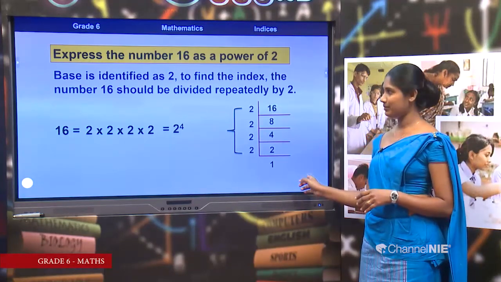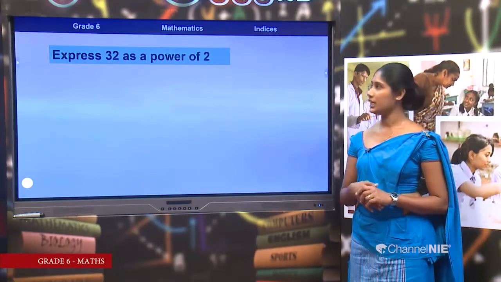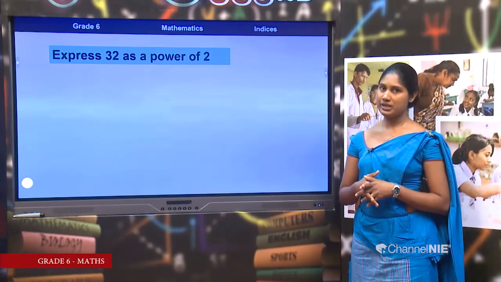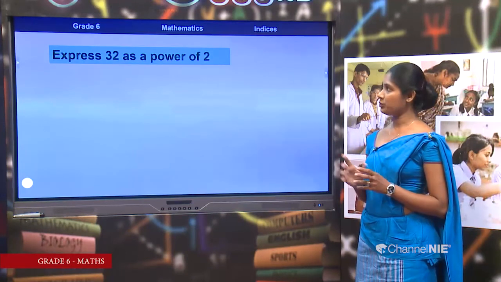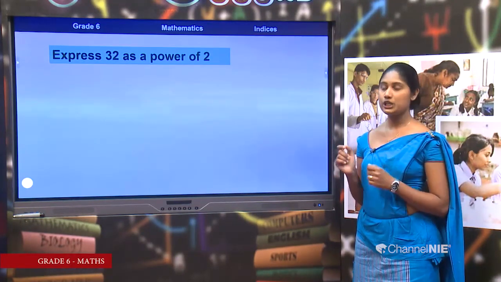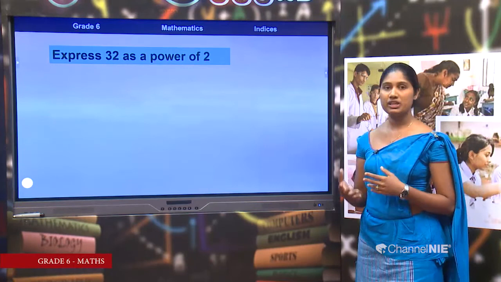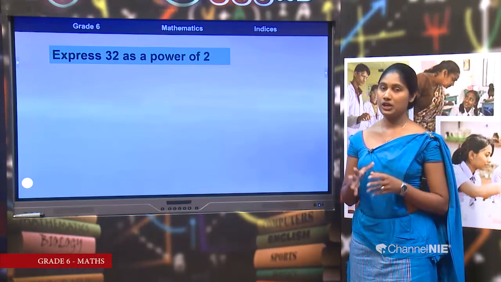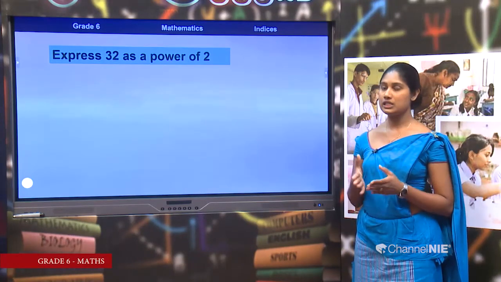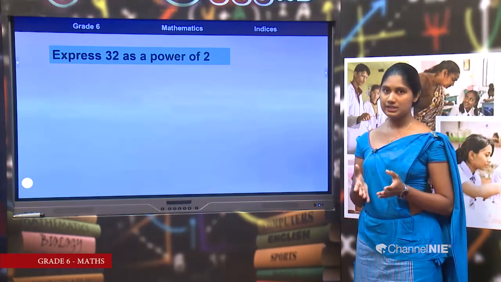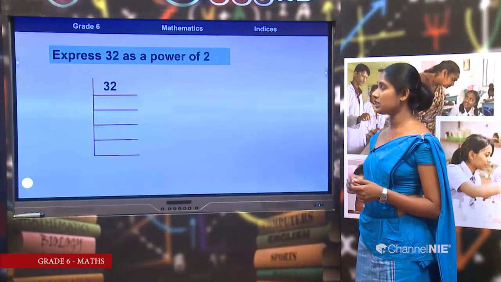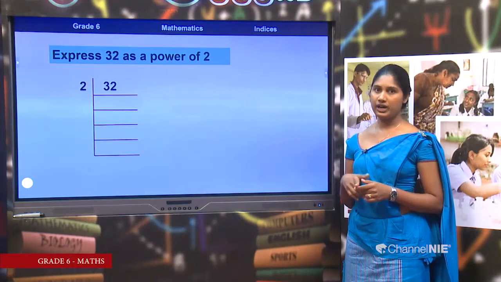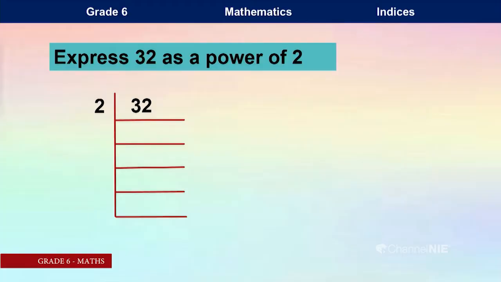Let's see another one. Express 32 as a power of 2. Here, what is the base? The base is 2 because they have given the power of 2. Then, what is the method we have to use? We have to use the division method. I have to divide 32 by 2, isn't it? Then, I am going to divide 32 by 2. 32 divided by 2, what is the answer?